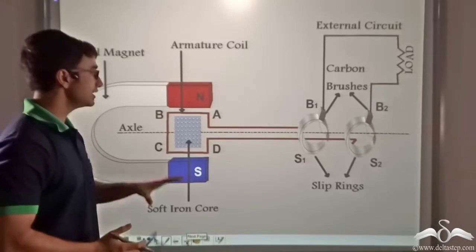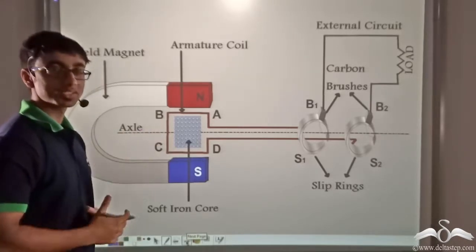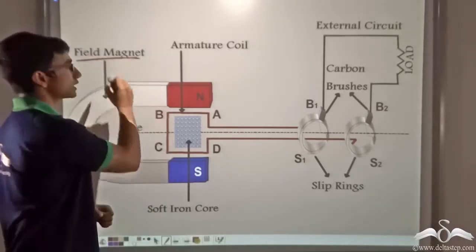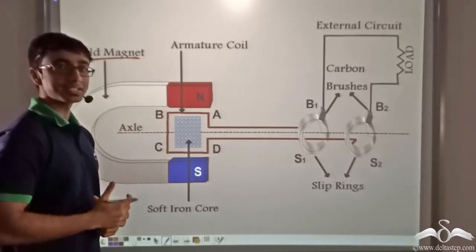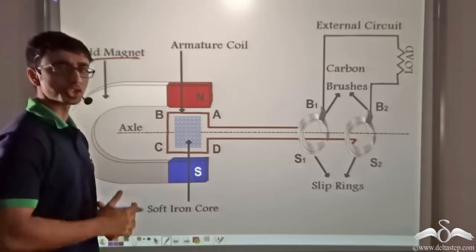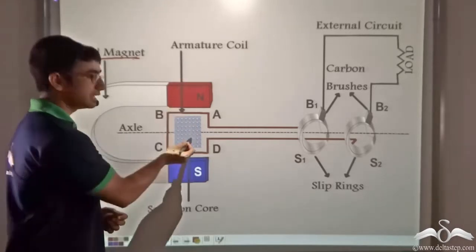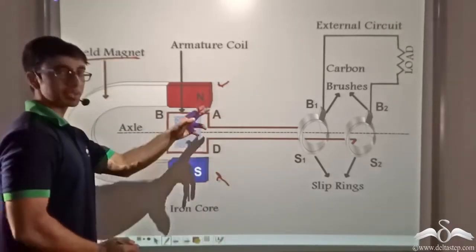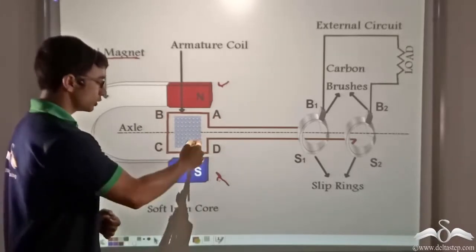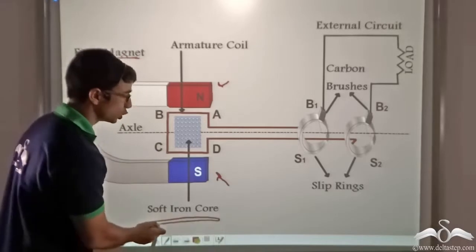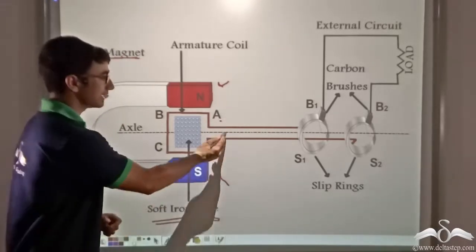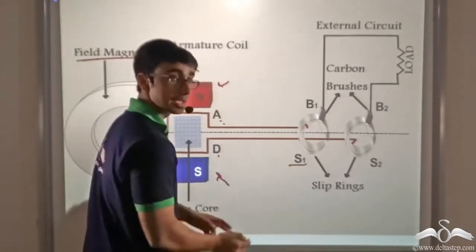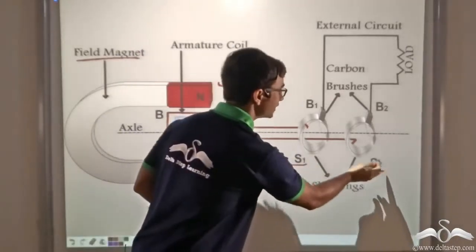Firstly, we shall look at the arrangement of the generator, or in other words, how the different parts of a generator are constructed. So firstly, over here, we have what is known as a field magnet. Now the field magnet is usually a permanent magnet which is very, very strong. Now as you can see, within the poles of the field magnet, we have placed the armature coil ABCD. This armature coil is usually wound around a soft iron core. Now two ends of this coil, A and D, are drawn, and one end is connected to slip ring S1 and the other end is connected to slip ring S2.